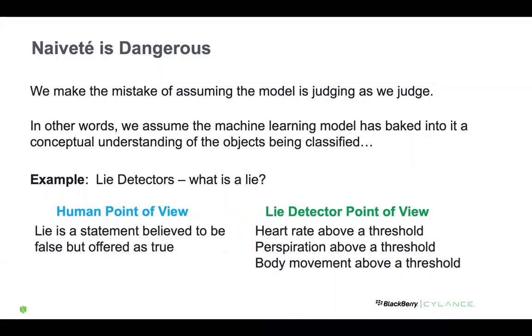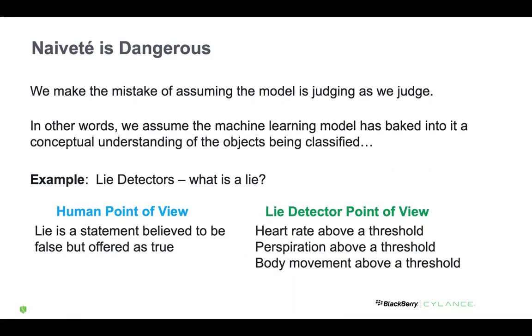Well, let's think of a specific example. Imagine a lie detector. The question is, what is a lie? And the analog here is, what is maliciousness when it comes to files? From the human point of view, a lie is a statement believed to be false, but offered as true. But when we look at the lie detector, we have a paradigm shift. To the lie detector, a lie is the heart rate above a certain threshold, perspiration above a threshold, body movement above a threshold.